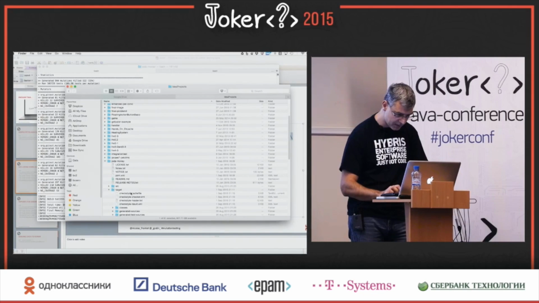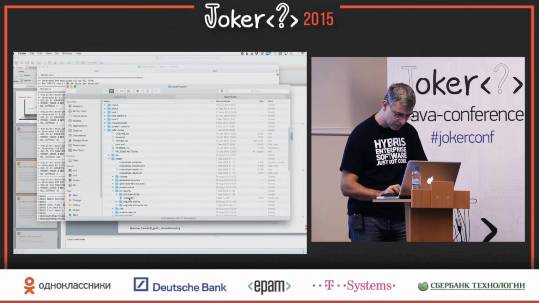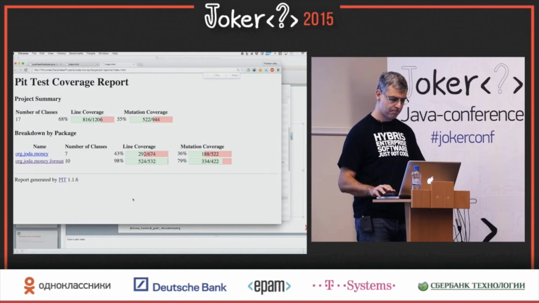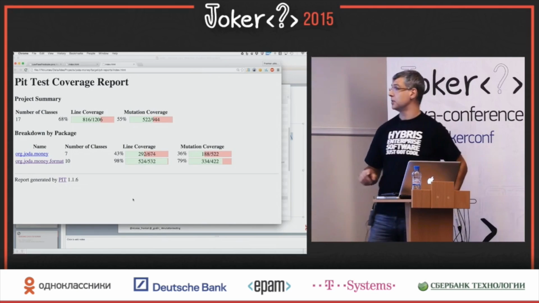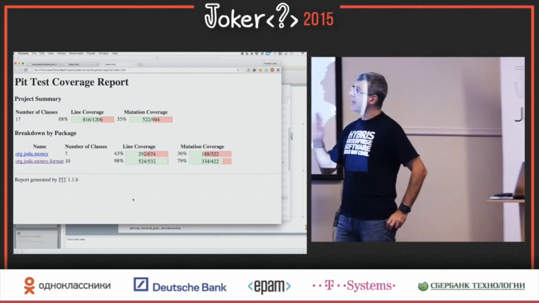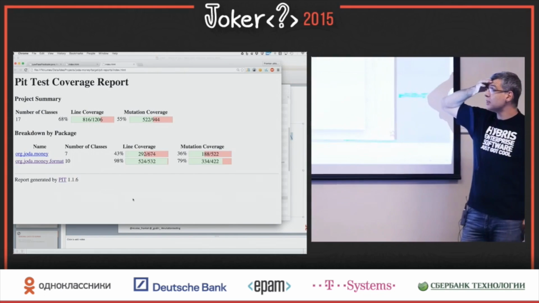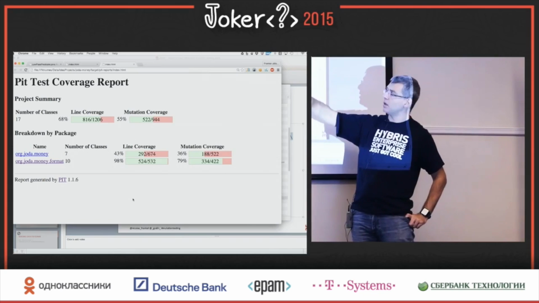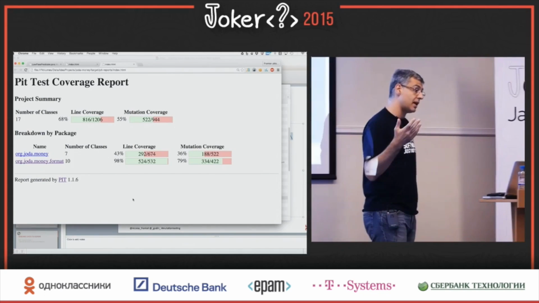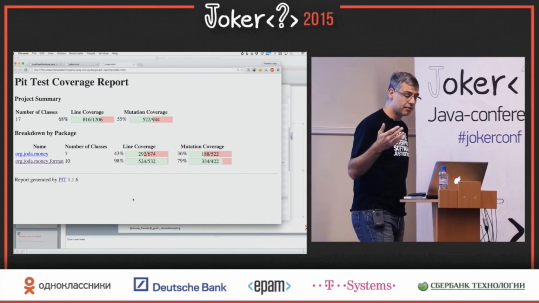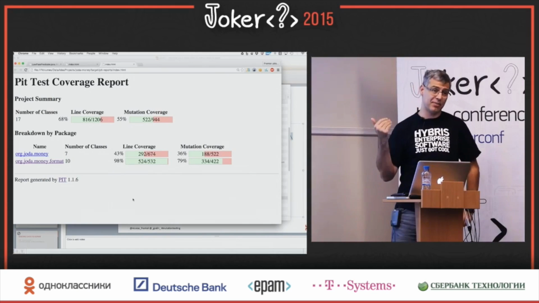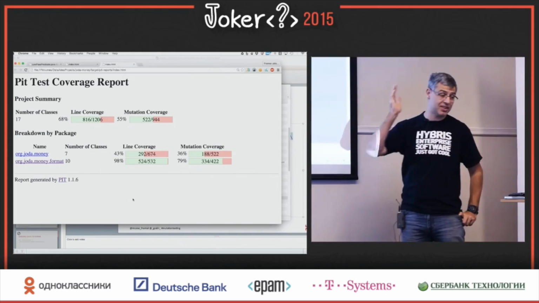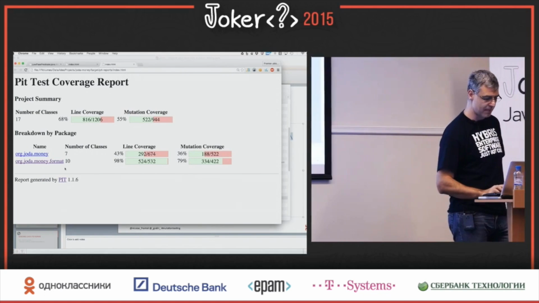And here I've got my target, and my Pit report is here. That's interesting because they are not so bad, actually. They are really not so bad. We can see that in one of the packages we nearly have 100% line coverage, but we only have below 80% of mutation coverage. And in the first package, it's even worse, and even the line coverage is bad.